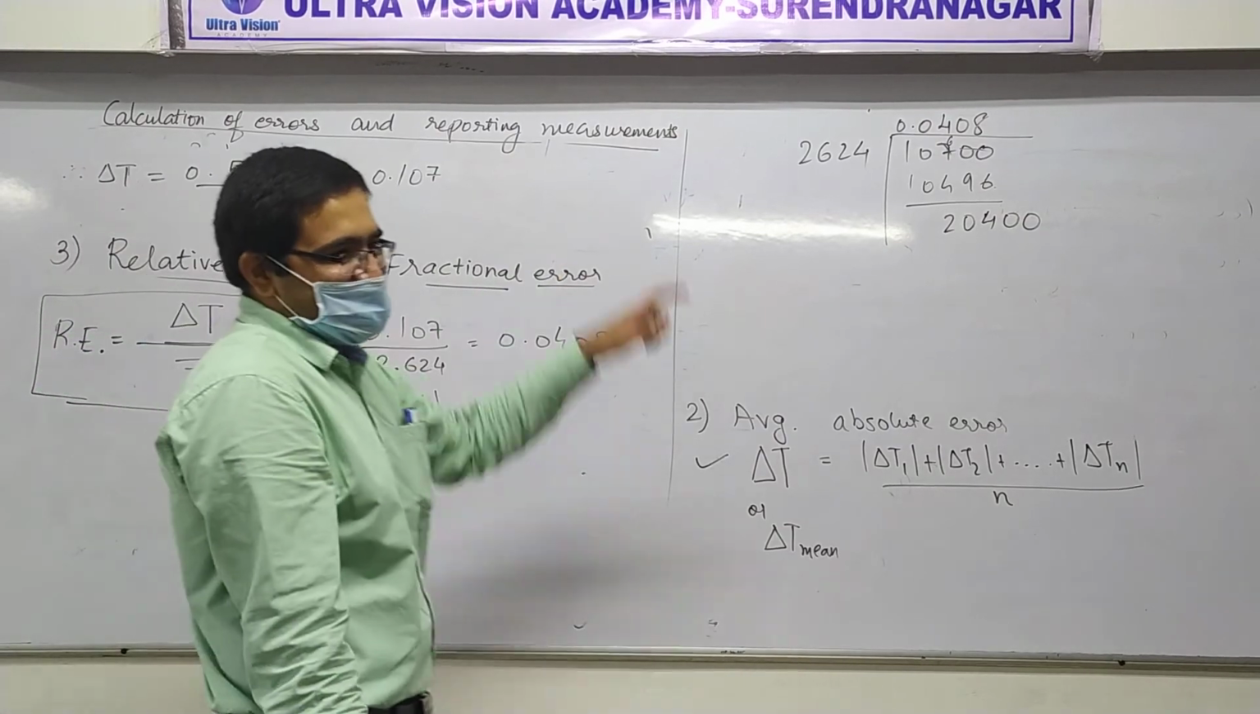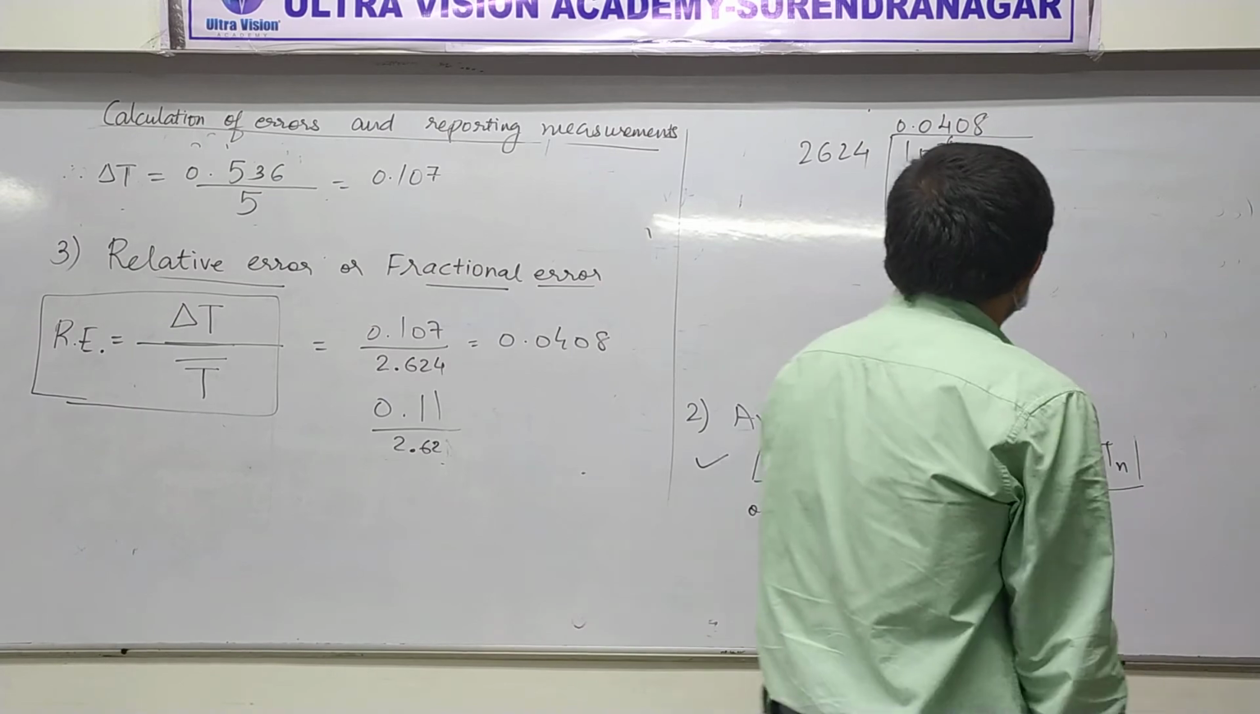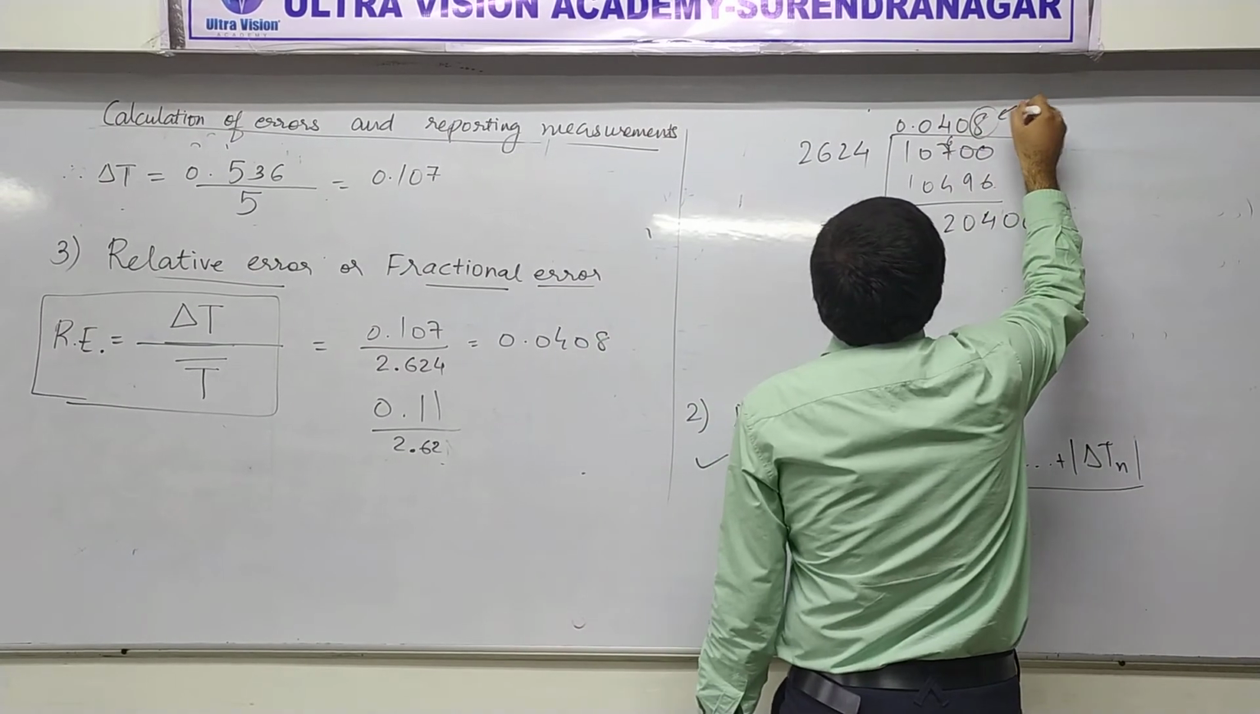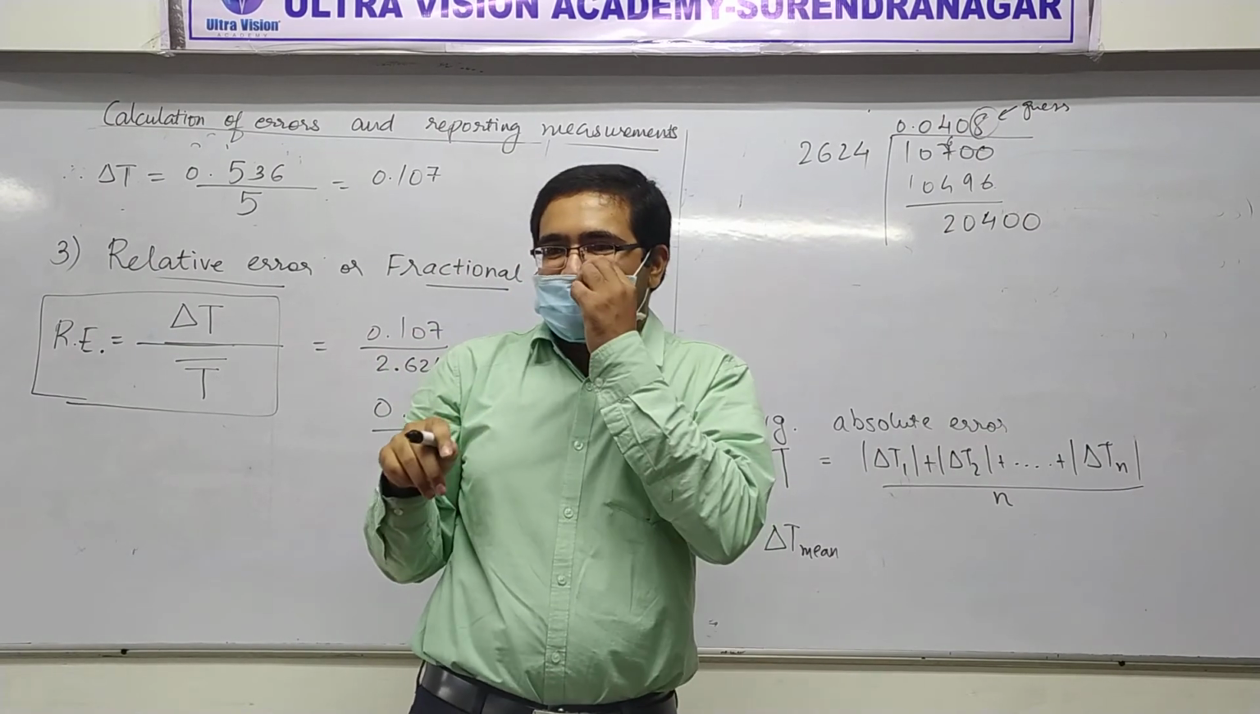Finish. Are you getting the same? So I'm getting 0.0407. 7. Actually 8, to be very frank I'd guess. 0.0407.